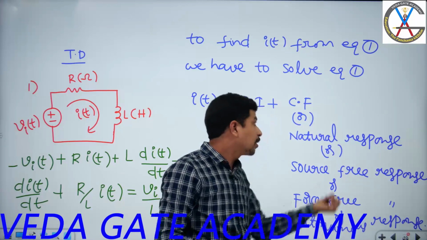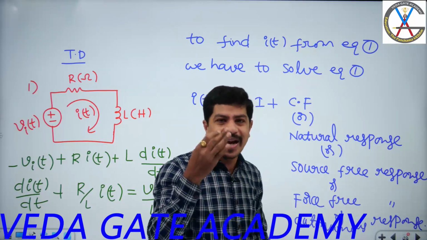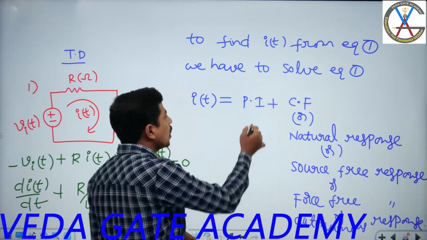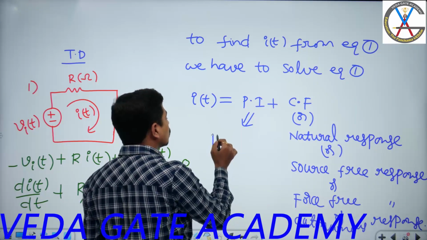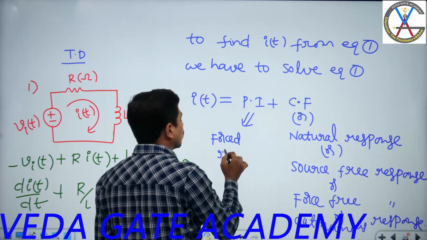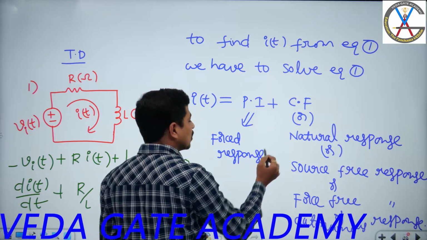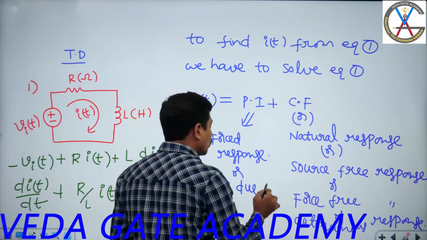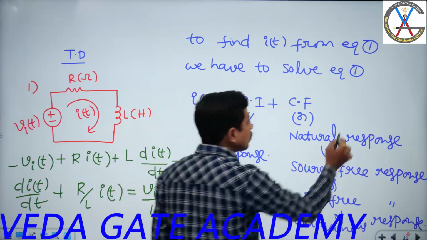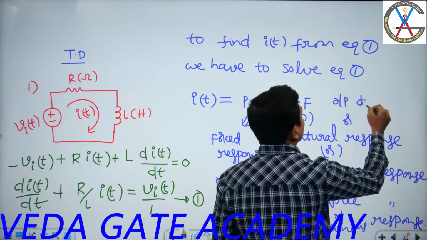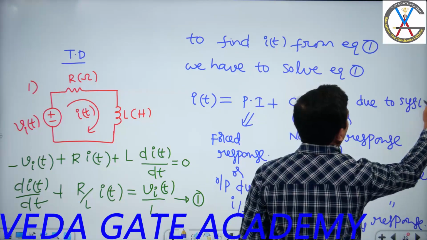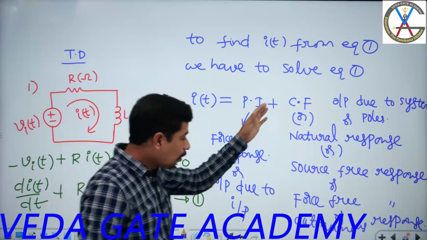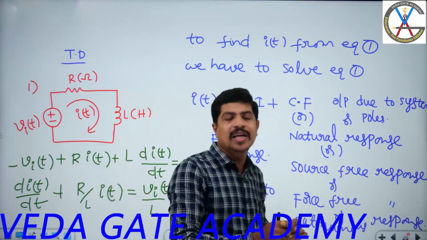The justification of the name for this complementary function I will give you either in the third chapter or in the fourth chapter, stability. Most probably we will discuss it in the third chapter itself. This particular integral is also called the forced response, or output due to input, or output due to system poles. Please note down what it means by pole. We will discuss later why all these names. Definitely I will give clarity for everything.